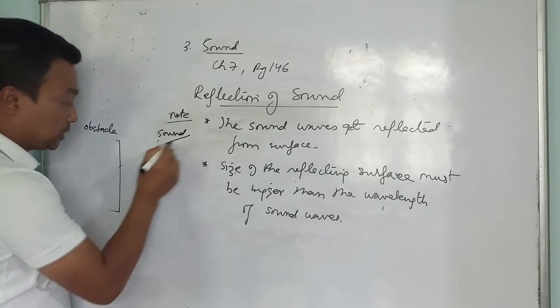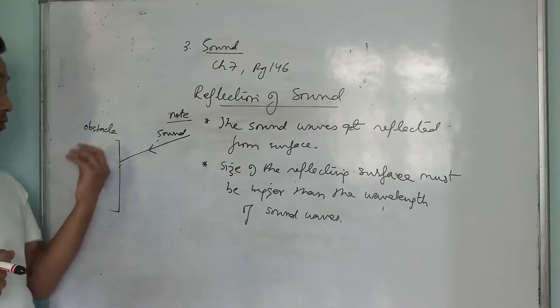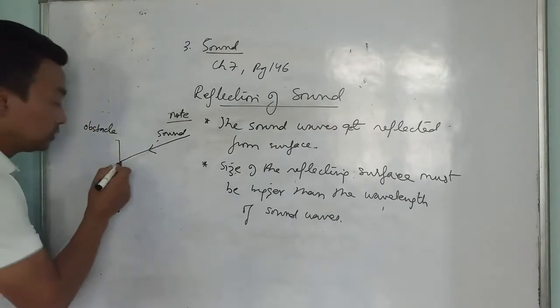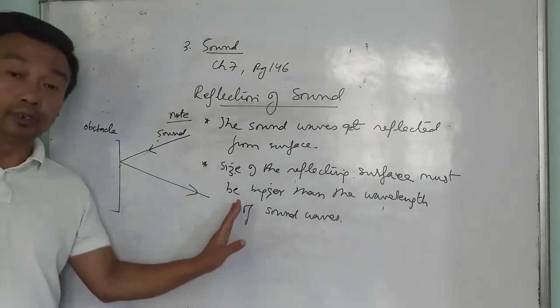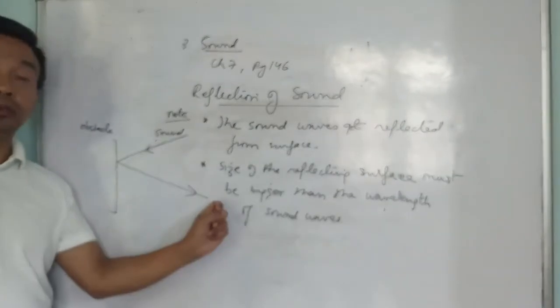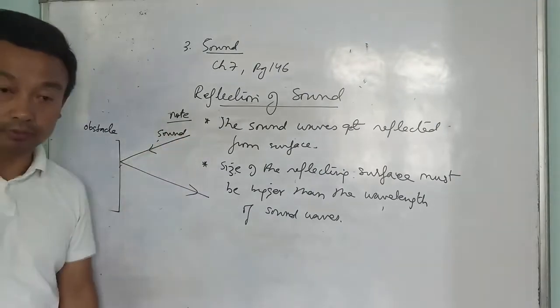Suppose I am showing it in the form of a straight line, but it is actually a wave of sound, and the sound hits the obstacle and it gets returned. It returns back in the same medium. But this is not light, keep in mind, this is sound. I am just giving you an example.